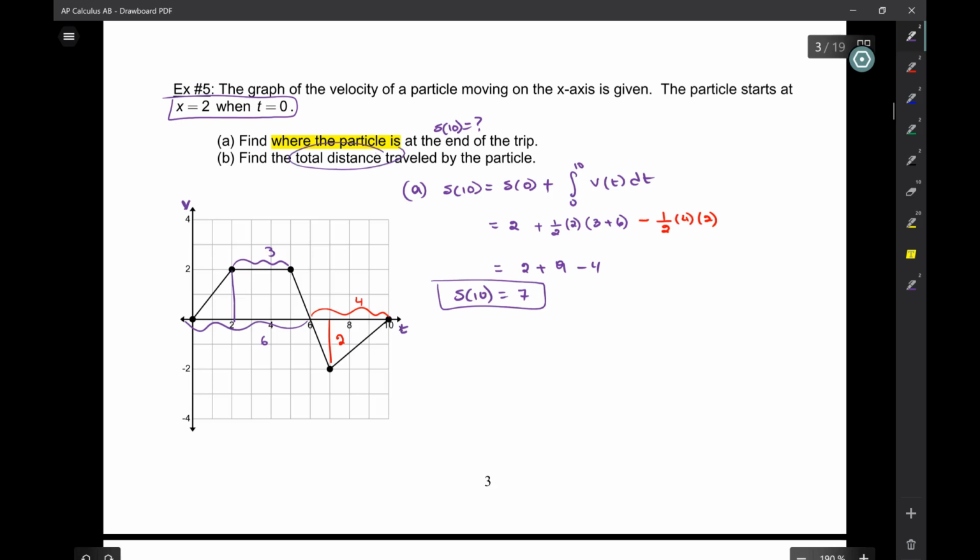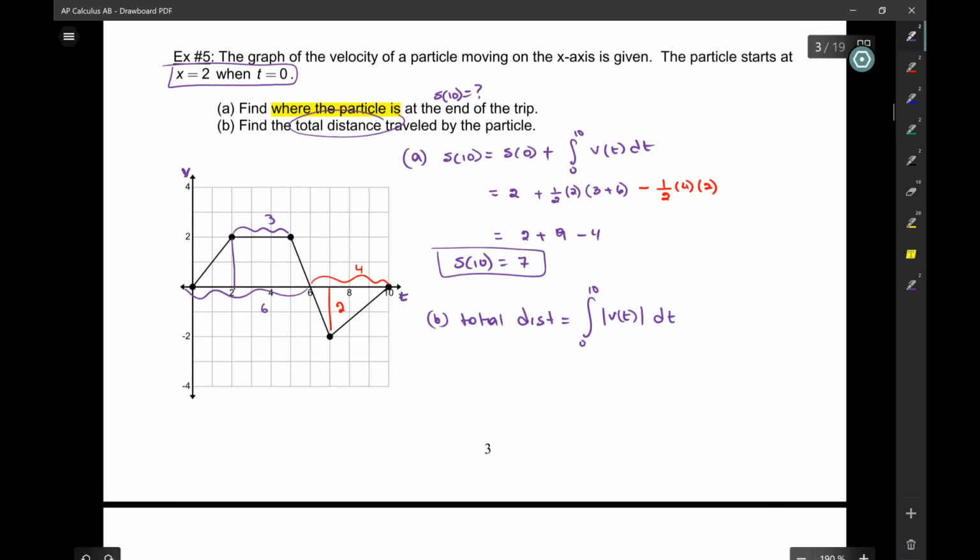B, it wants the total distance traveled. So B, total distance, is the integral from 0 to 10 of the absolute value of v of t dt. And we plug that into the calculator? Well, no, because the integral of v of t is still the integral. If you want the total distance, it's the same as the velocity and the displacement, but now positive.